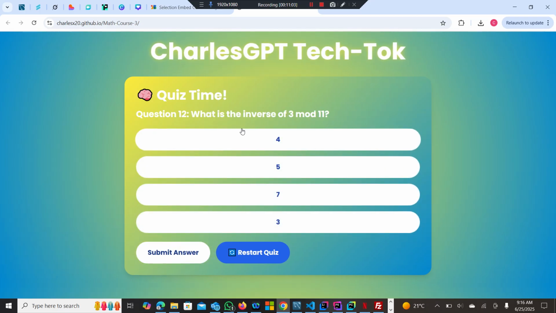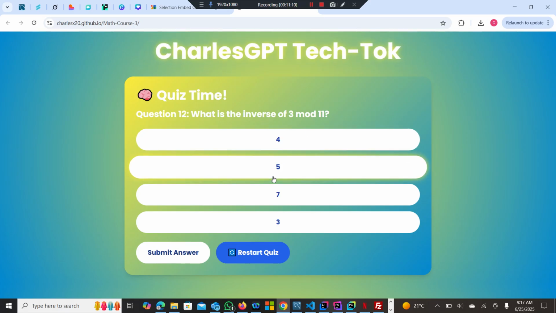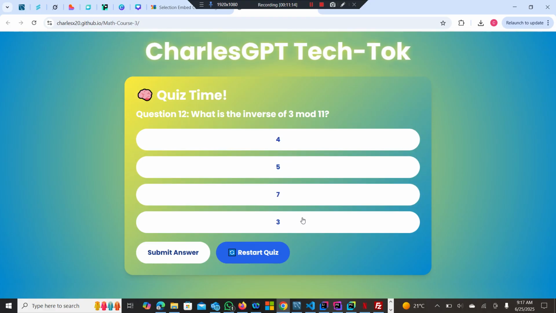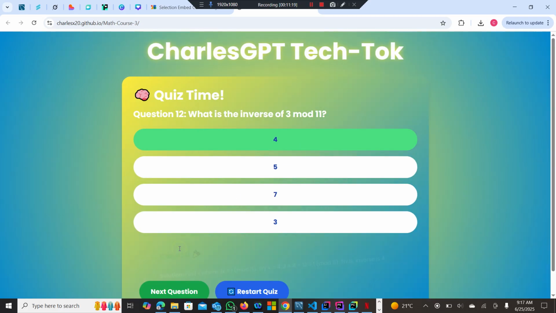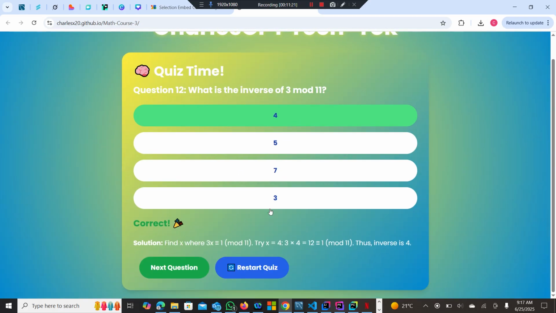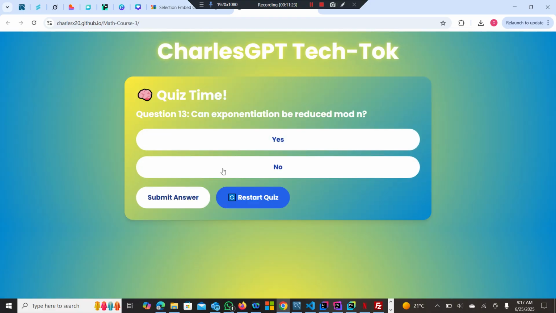So for the next question, we have: what is the inverse of 3 mod 11? The inverse of 3 mod 11, I think it's, let's just say 4 or something. Next, correct, 4. So it gives a solution and I just keep to it.